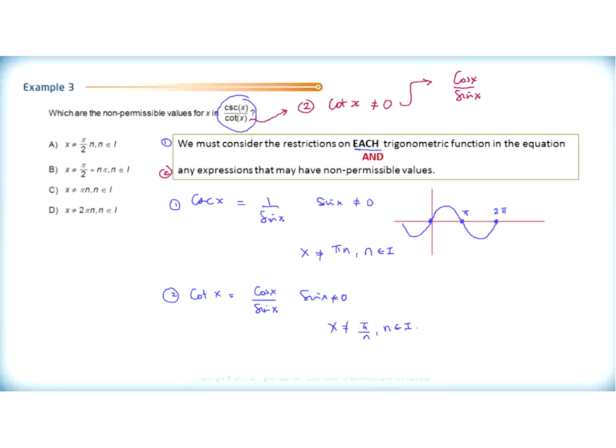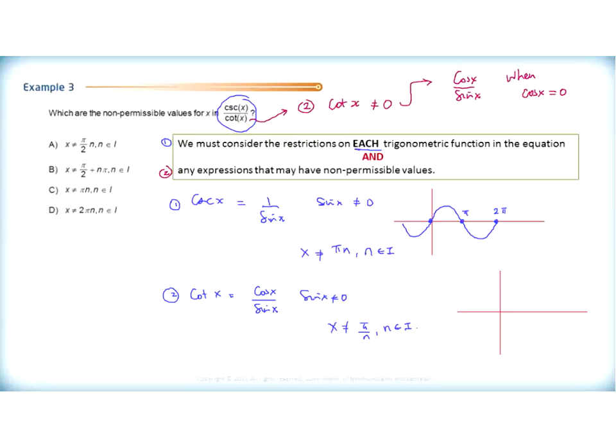Where is cotangent x equal to 0? Cotangent x will be equal to 0 when cosine x equals 0, because your numerator of 0 will give cotangent x equal to 0. And cotangent x can't be 0. Cotangent x will be 0 when cosine x equals 0. So now we need to consider the graph of cosine x.